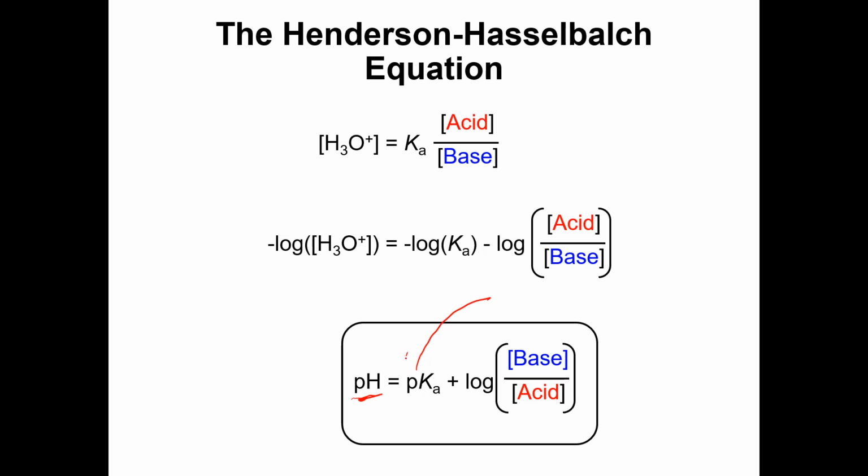So pKa is the negative log of Ka. So just like pH is the negative log of H3O plus, pKa is the negative log of Ka. So whenever you have a lowercase p before some constant or some value, that's a mathematical way of writing the negative log. So pK is the negative log of Ka, pH is the negative log of H plus or H3O plus.